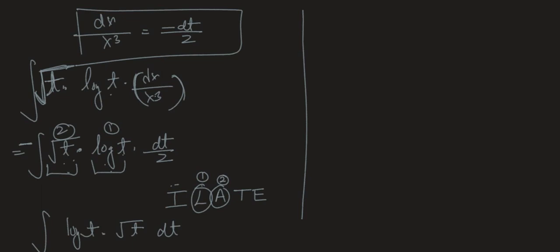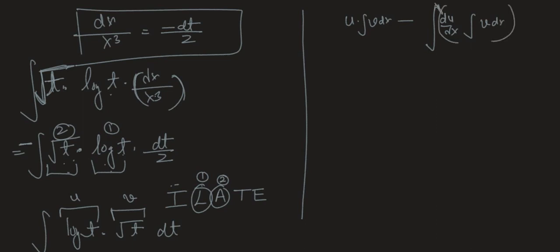So here, I am taking this as u and this as v. What was the formula? U as it is, integration of v, minus derivative of u, integration of v and integration of this whole, remember. Okay? I will use that.